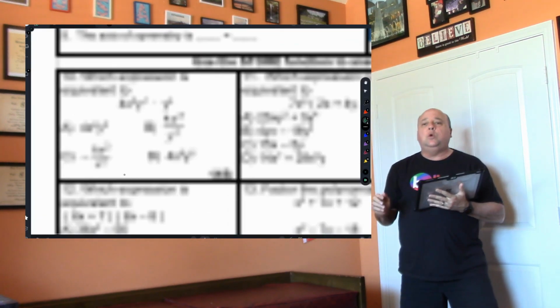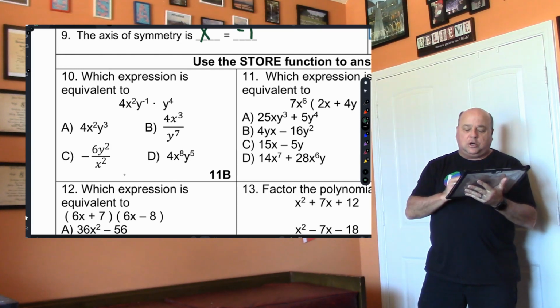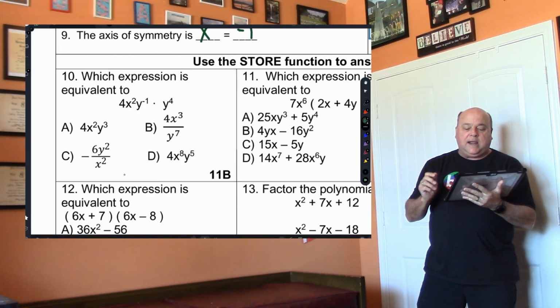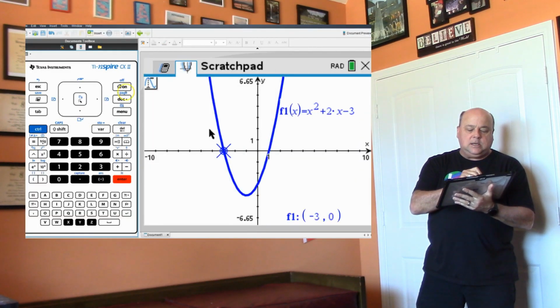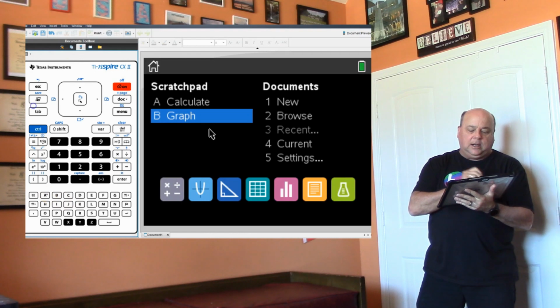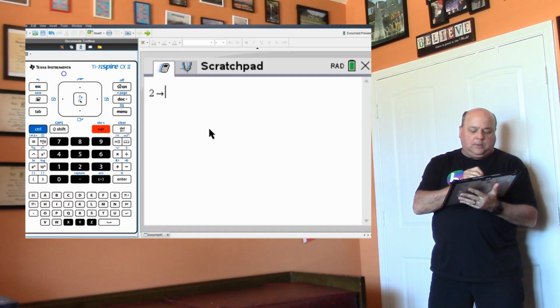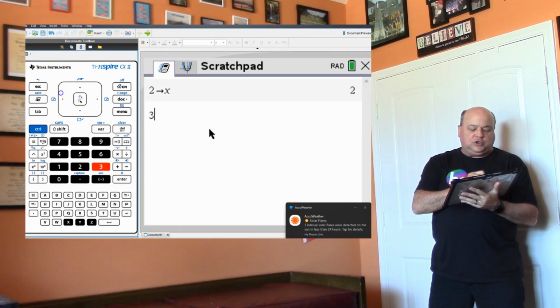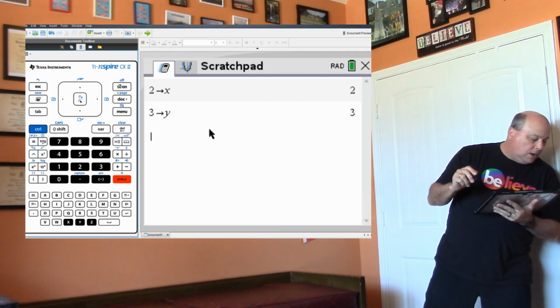On 10, 11, and 12, you are going to store, okay? So on number 10, our two letters are x and y. So we're going to get to the calculator. We're going to hit home, and we're going to go to calculate. And then we're going to store 2 for x, 2 control variable x. And then we're going to store 3 for y. Okay, so we have 2 and 3 in, and now then we just type in the problem.